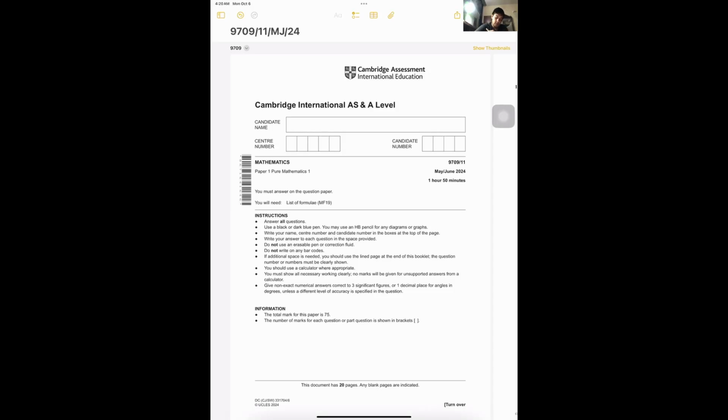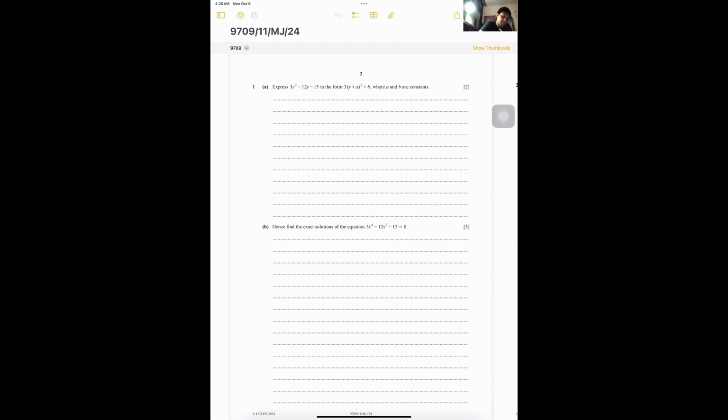Hey everyone, so I will be solving another paper here, and it is a Pure Maths 1 paper from the May June 2024 variant 11 section. And so let's begin. First question: express 3y squared minus 12y minus 15 in the form this, where a and b are constants. So let's begin.